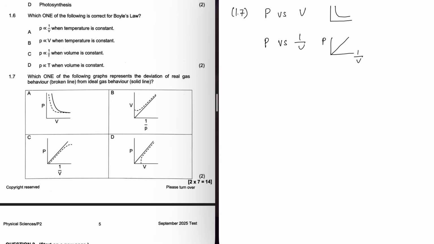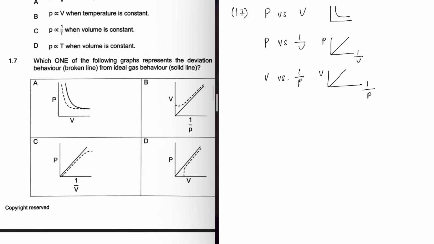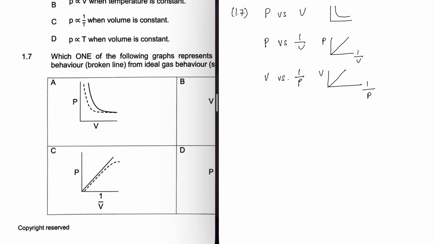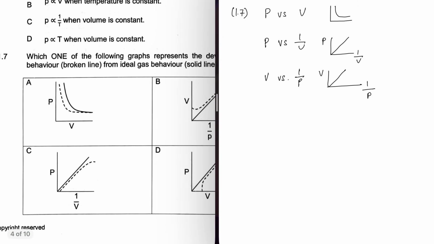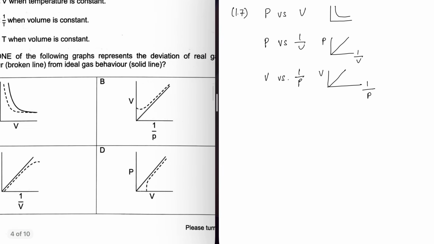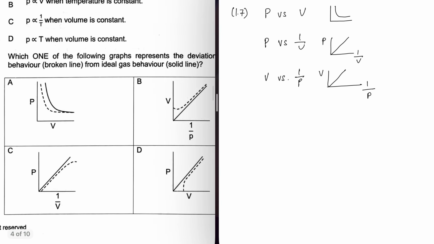And you could also switch it. You could also say that V versus 1 over P, that should also give you a straight line. So we want to figure out which one is correct. So A, yes, it does show us an inverse proportionality. However, we need to consider the broken line and the solid line, or the positions.